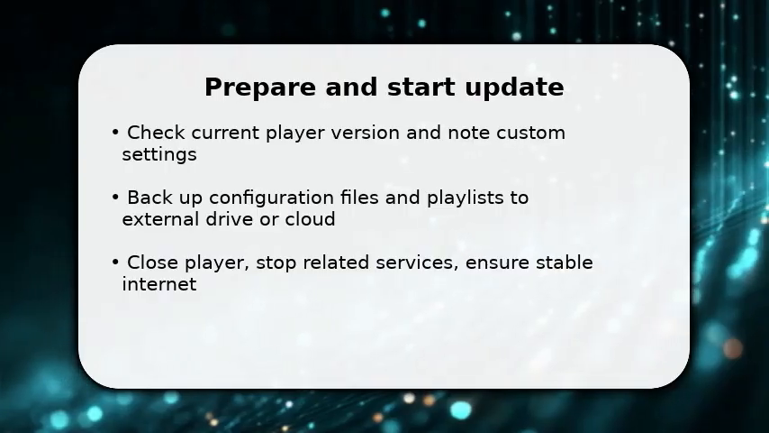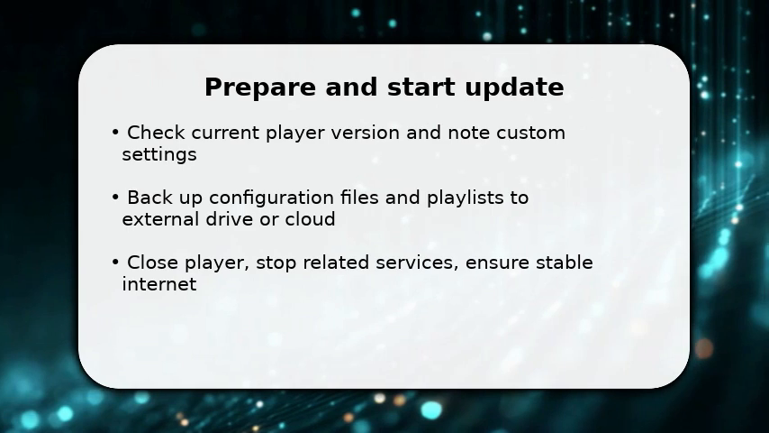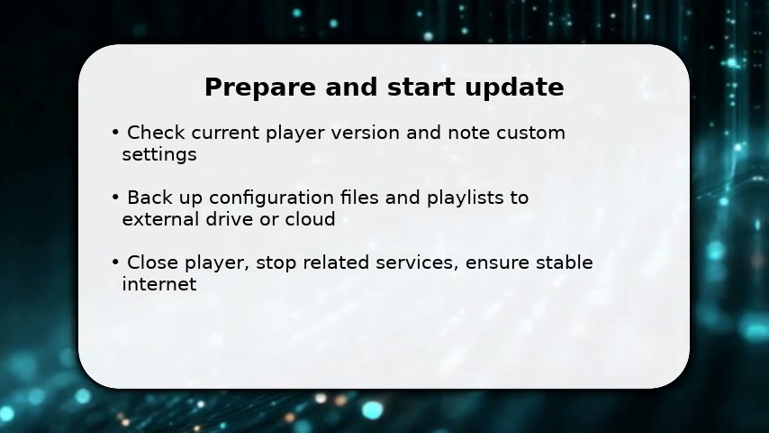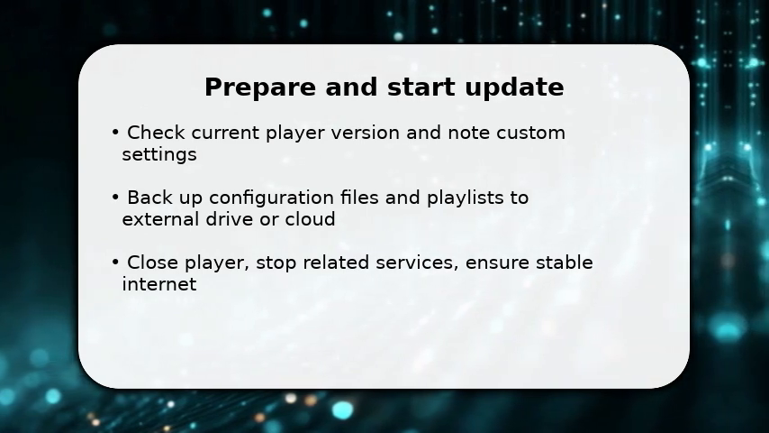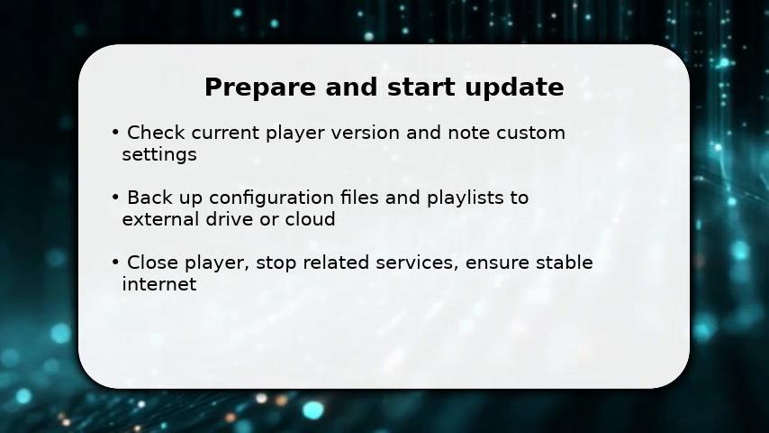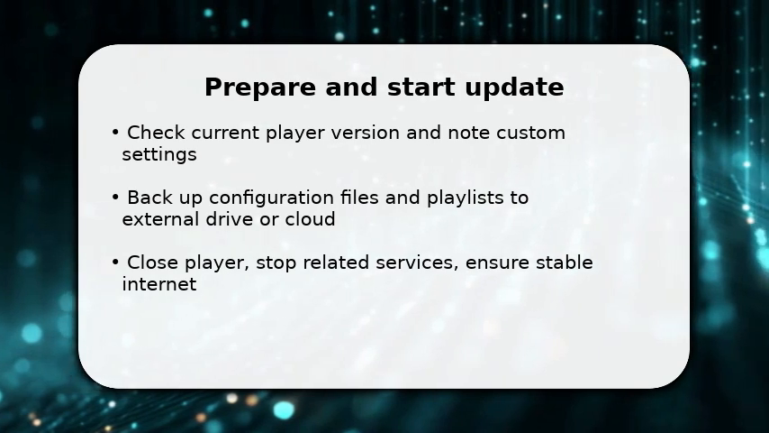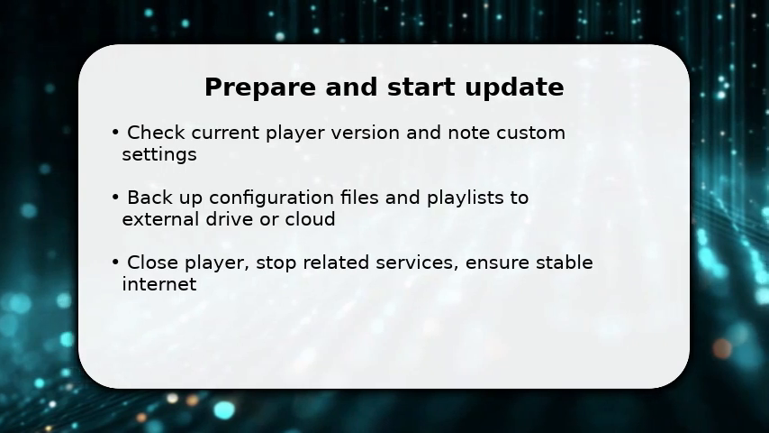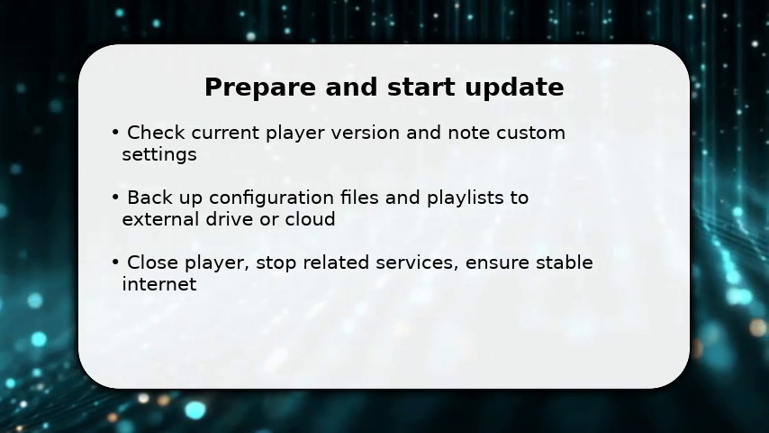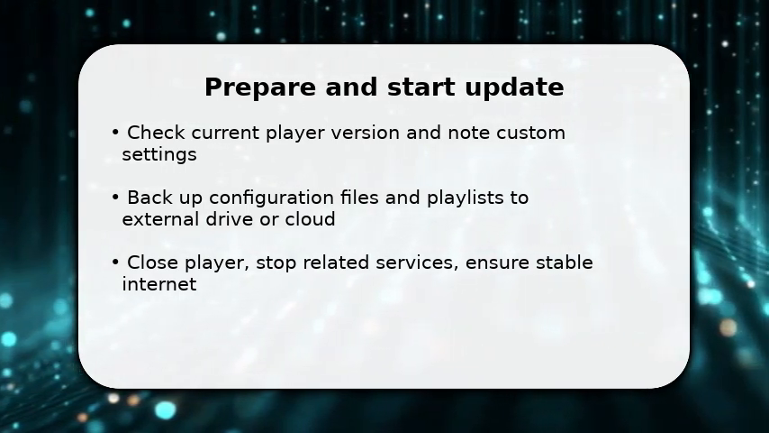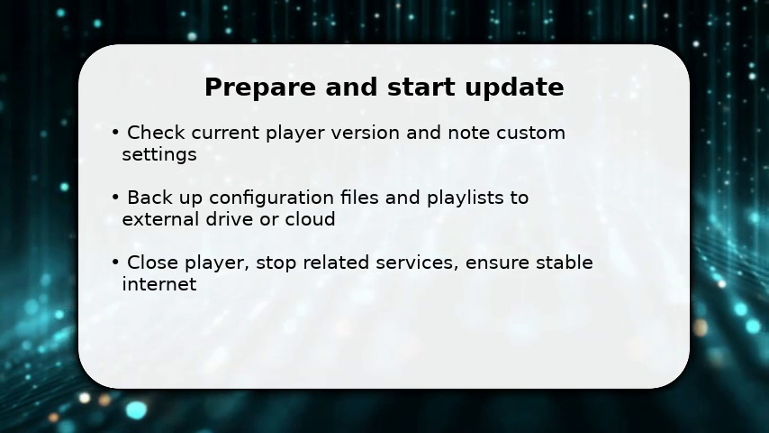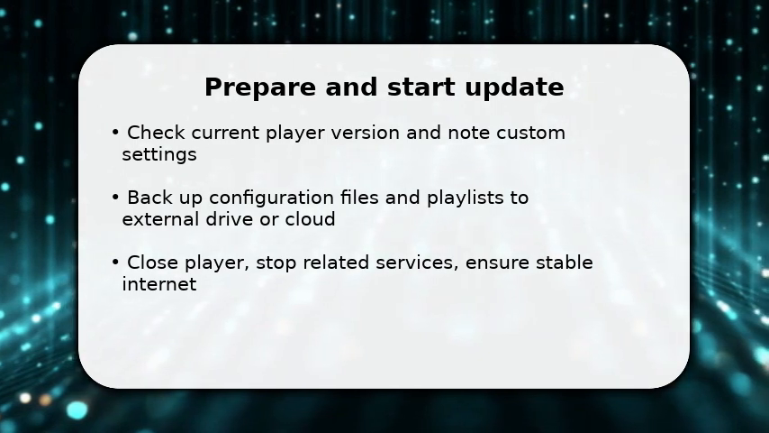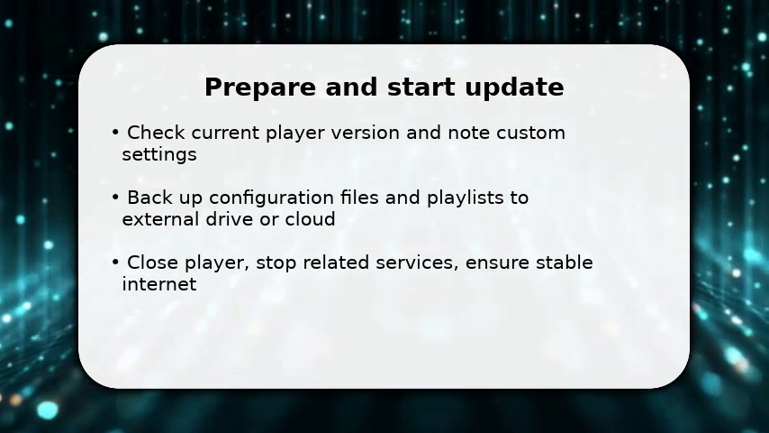You begin by confirming the player version and preserving your settings. This prevents surprises. Once done, backup config files and playlists to external storage so you can restore preferences if needed. Make sure you close the media player and stop any helper services that might lock files. Connect to a stable internet source and download the official installer or update package. Doing these steps first reduces risk and speeds the installation, because the updater won't conflict with running processes.